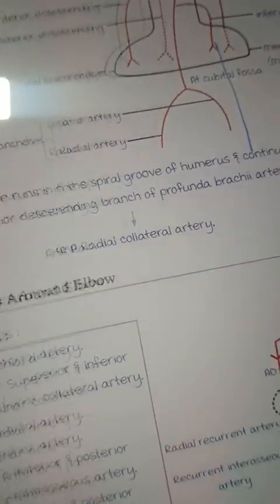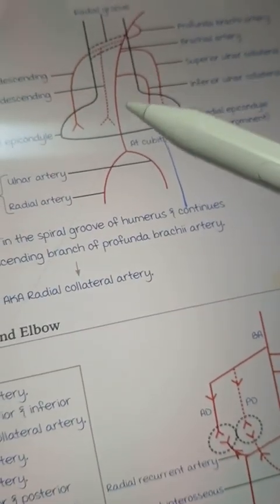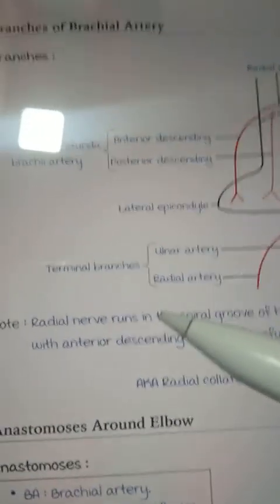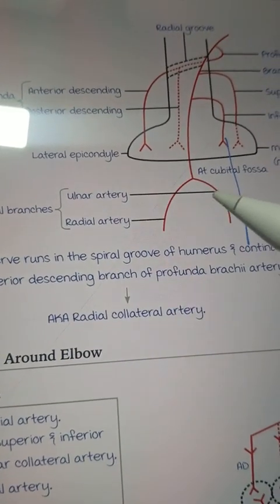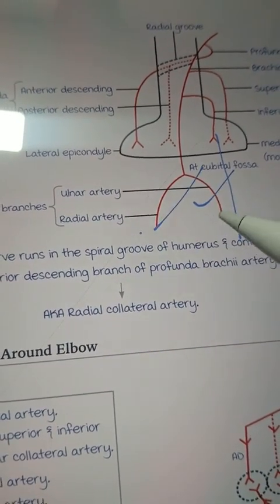Then we have the cubital fossa, and the brachial artery runs parallel, and basically it gives terminal branches as the ulnar artery and the radial artery. So basically this is how the brachial artery is.